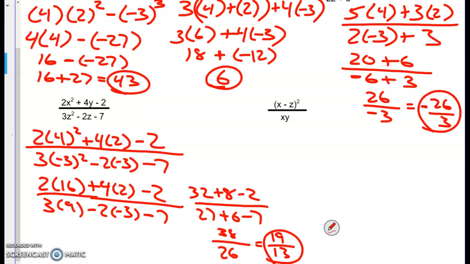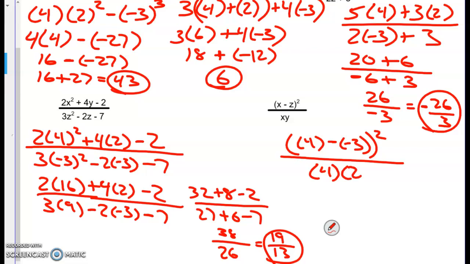The fifth one, my x is 4. My z is a negative 3. And that's what I'm squaring. Over my x, once again, is a 4. And my y is a 2. And this is why I'm a big fan of putting parentheses around the numbers. If you didn't, this just looks like 42. And obviously that's not what I'm after there.